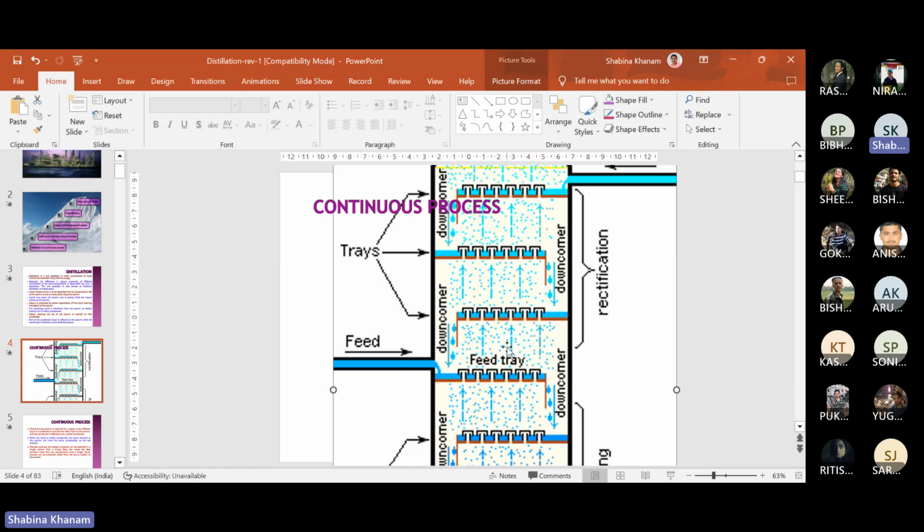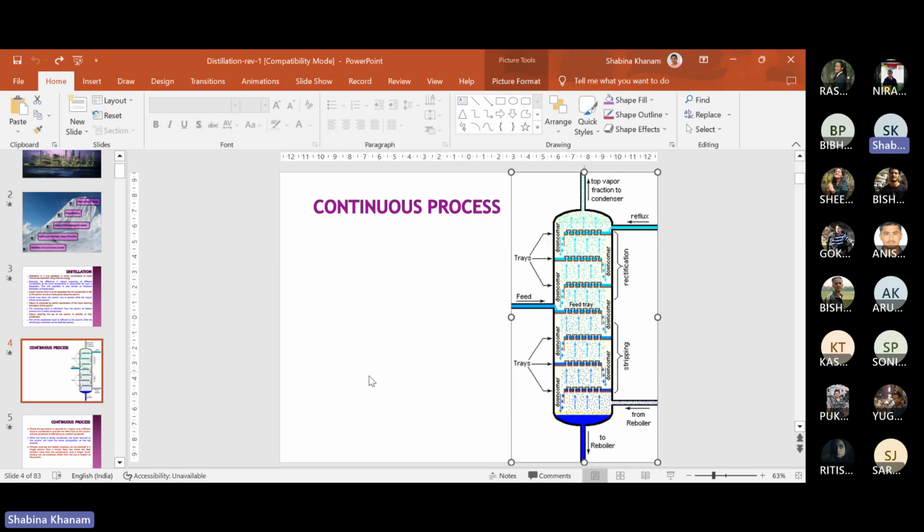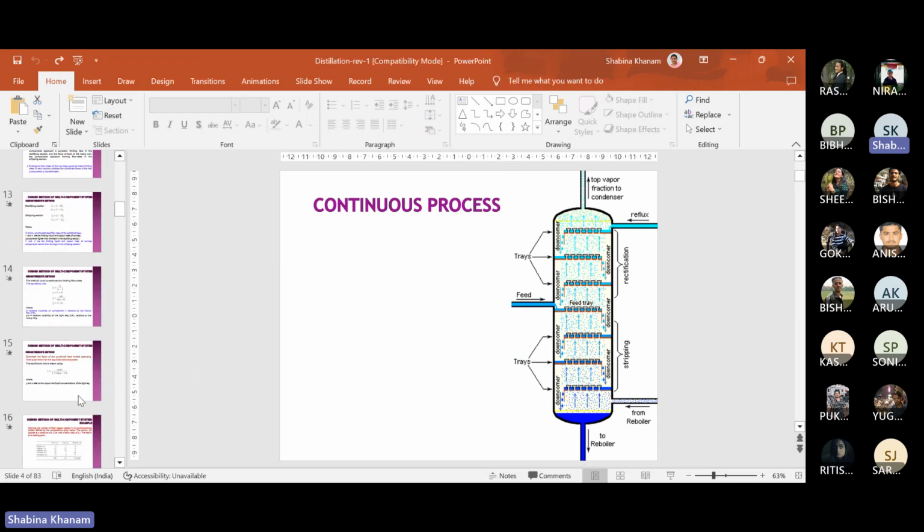Okay, and therefore this section is called the active area, or we can say bubbling area, where mass transfer is possible, right? Where mass transfer is possible. I hope it is clear to you.